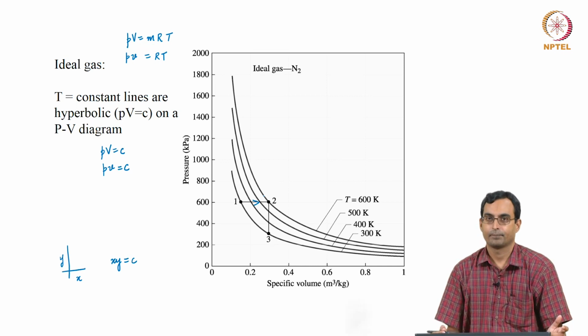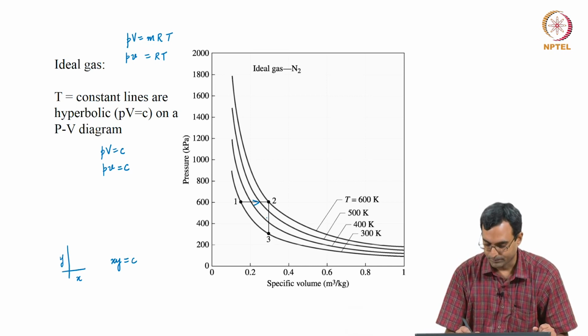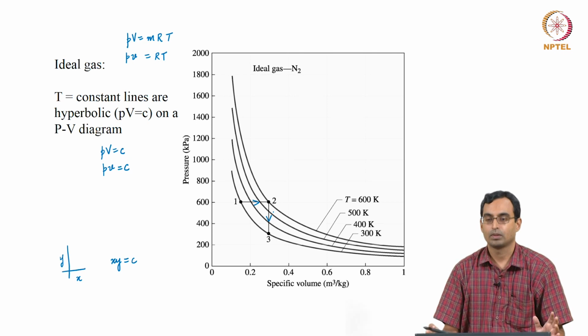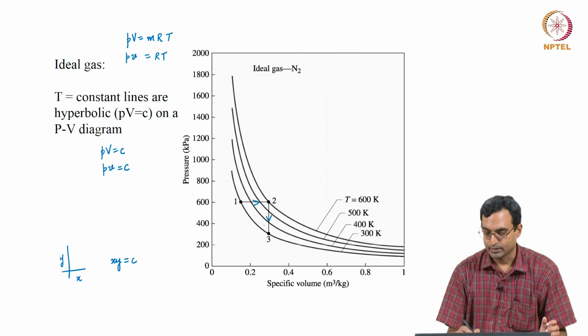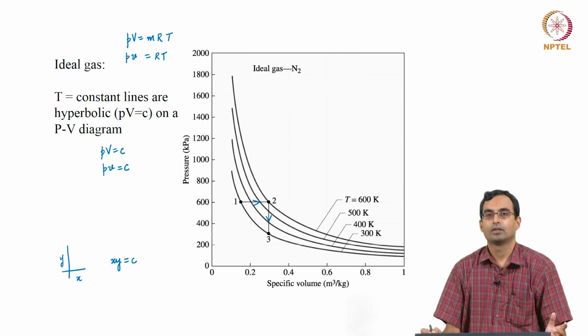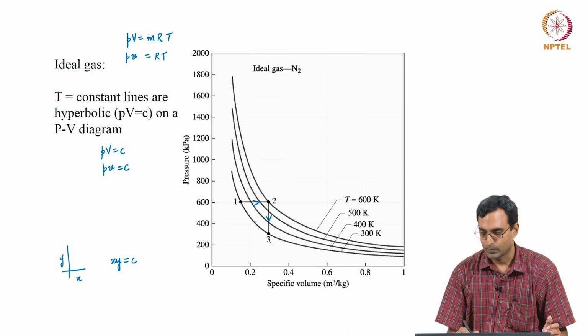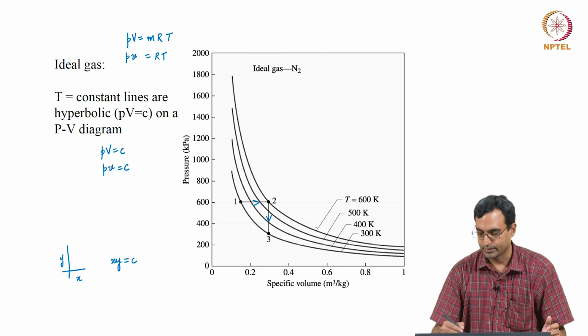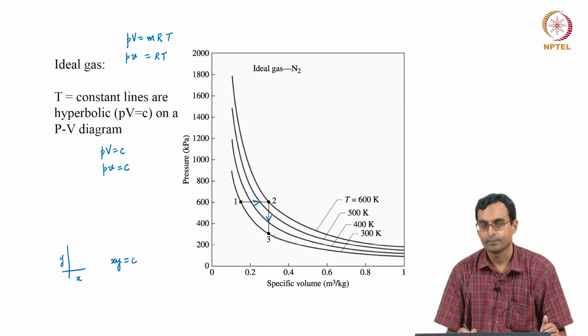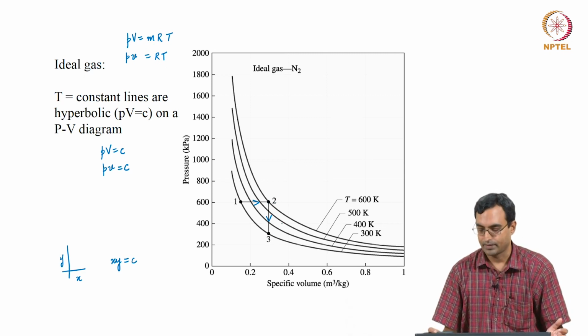So, going from 1 to 2 I have an isobaric process where the temperature and the specific volume increase. Similarly, 2 to 3 is a vertical line parallel to the pressure axis, which means that as I go from 2 to 3, the specific volume remains the same and the volume also remains the same. The pressure drops from about 600 kilopascal to about, let us say, 300 kilopascal. In going from 2 to 3, I am going from the isotherm at 600 Kelvin to the isotherm at 300 Kelvin, so the temperature is dropping from about 600 to 300. I have a reduction in pressure and a reduction in temperature going from 2 to 3.